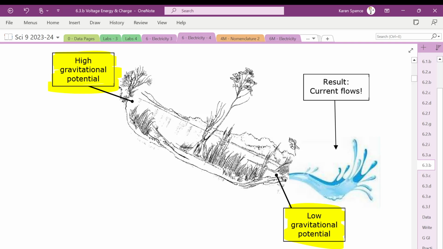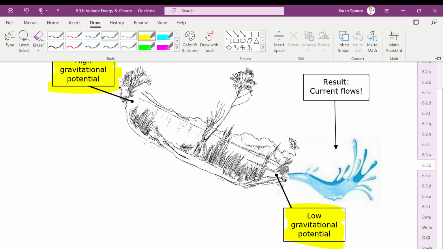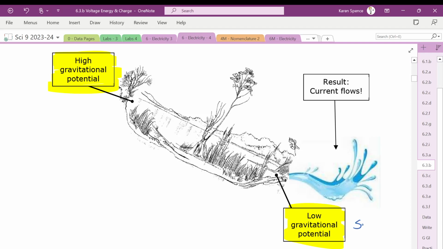Where is the water more stable? At the bottom. Okay, so we have, this is stable. This is unstable. And things naturally travel from an unstable state to a stable state.